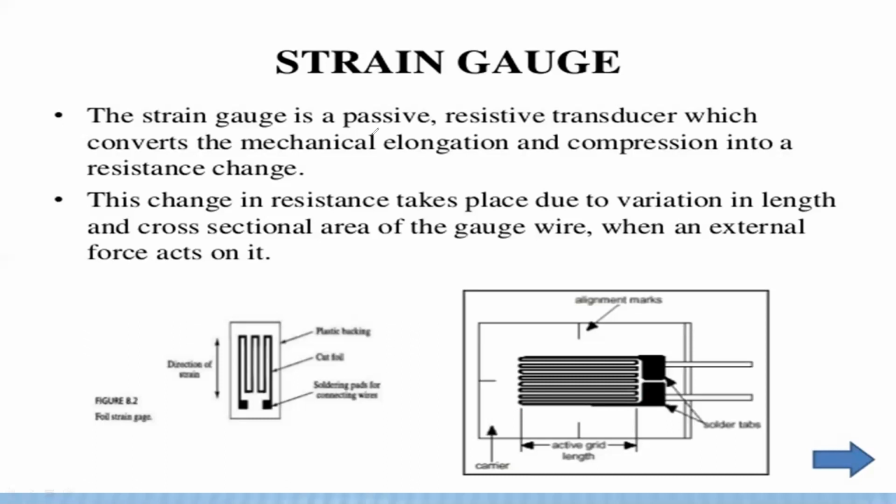Okay. This change in resistance takes place due to variation in length and cross-sectional area of the gauge wire when an external force is acting on it. Whenever we put a strain gauge in a constant position on that area and we are not applying any type of forces, the electrical resistance is constant. The electrical resistance is not changed.